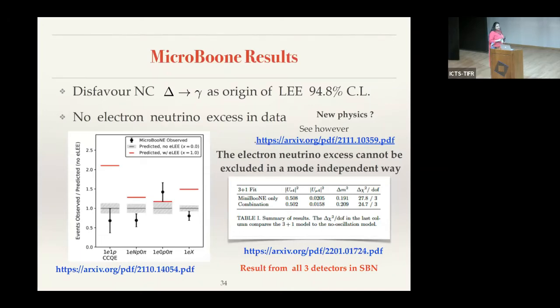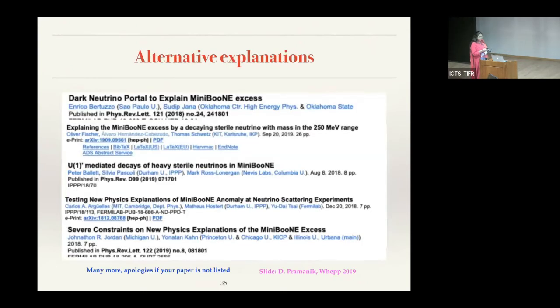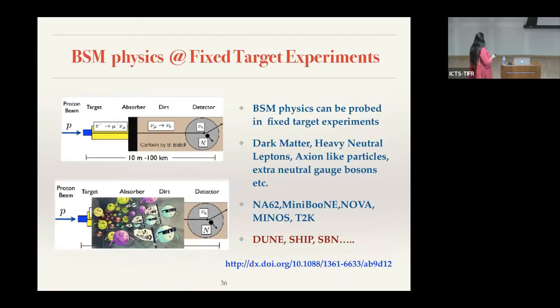Now the current situation is that if one does a global fit, then it is still allowed. The electron neutrino excess cannot be excluded in a model-independent way. That was shown by the global fit, and the global fit still allows the 3+1 sterile neutrino picture. And if the SBN detectors do not find a signal, then a lot of alternative explanations have been proposed to explain the MiniBooNE low energy excess. So we then have to think about how to test all these.